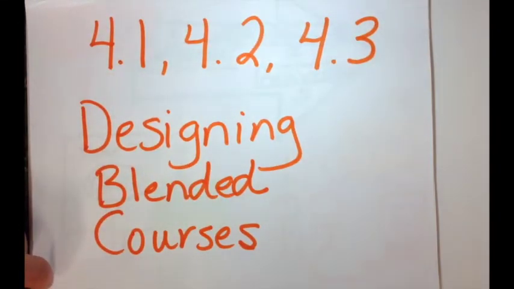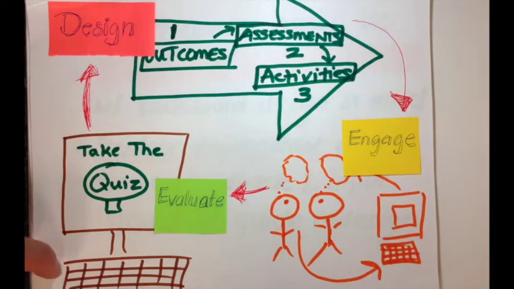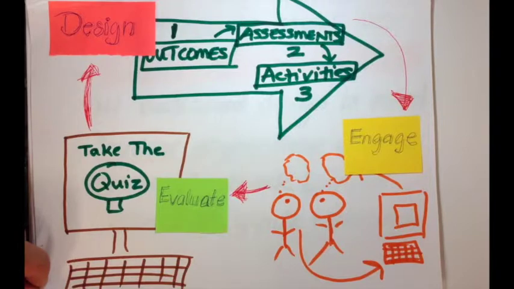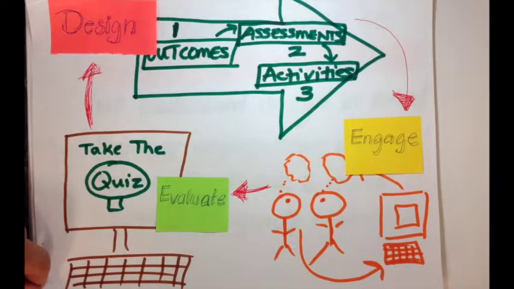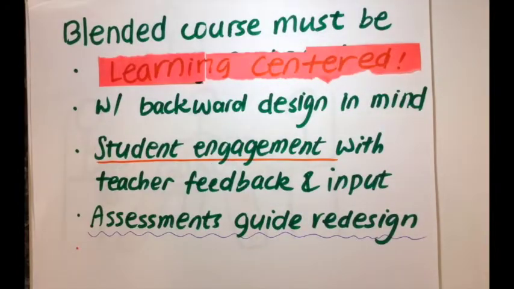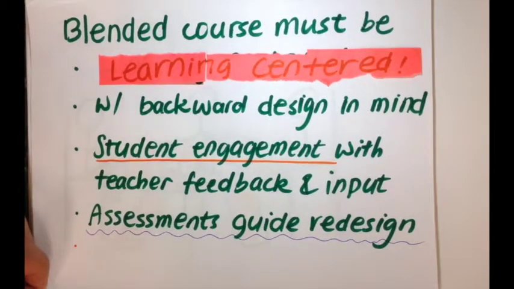Sections 4.1, 4.2, and 4.3, designing blended courses. Start with a design model that first includes outcomes, next assessments, and then activities. Next, engage the students in blended learning, and then the evaluation should affect the redesign as you follow through this model. Blended course must be learning-centered with backward design in mind, student engagement with teacher feedback and input. Assessments will guide the redesign.